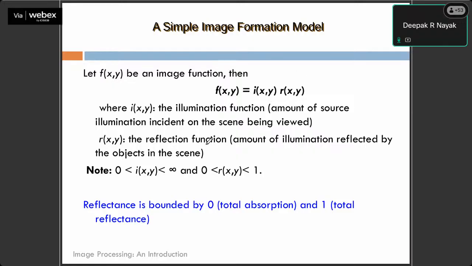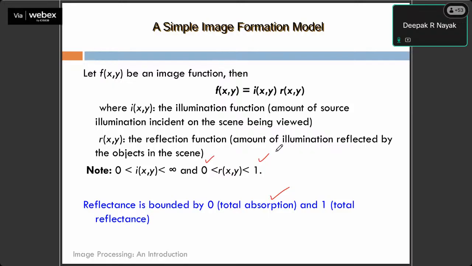What is r of xy? That's the reflection function, which varies from 0 to 1. 0 means all the light is absorbed by the surface of the object, a total absorption, and 1 is total reflectance. So r of xy lies from 0 to 1, and i of xy lies from 0 to infinity. So the value in total lies from 0 to infinity, which you don't want, because we ultimately want to process the images with the help of a digital computer, so we don't want values equal to infinity.